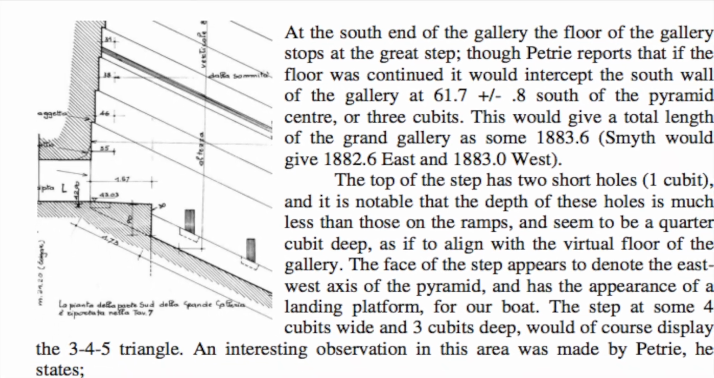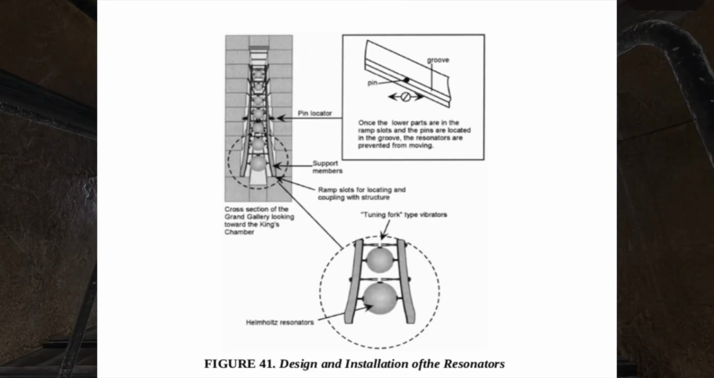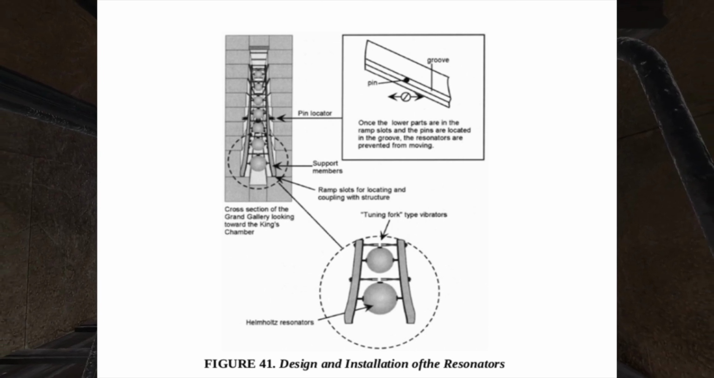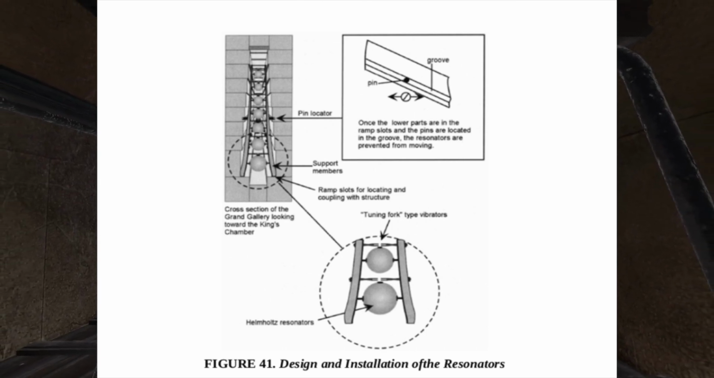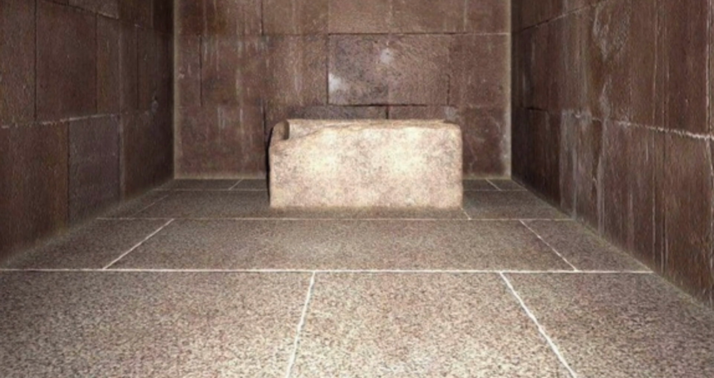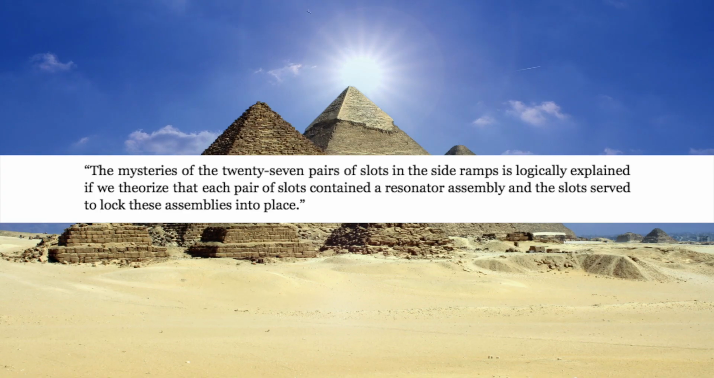So what of the Grand Gallery then? Dunn proposes this long, odd-shaped room housed the apparatus that supposedly turned the vibrational energy from within the earth into tangible airborne sound. The sound would then be fed into the King's Chamber, which would create electricity. But let's keep things in the Grand Gallery for a moment. Dunn writes, "The mysteries of the 27 pairs of slots in the side ramps is logically explained if we theorize that each pair of slots contained a resonator assembly and the slots served to lock these assemblies into place."